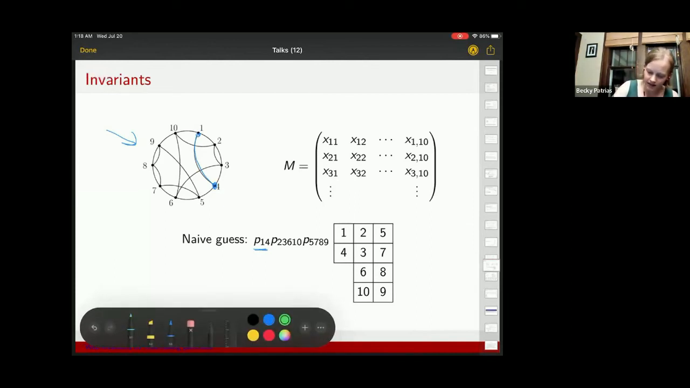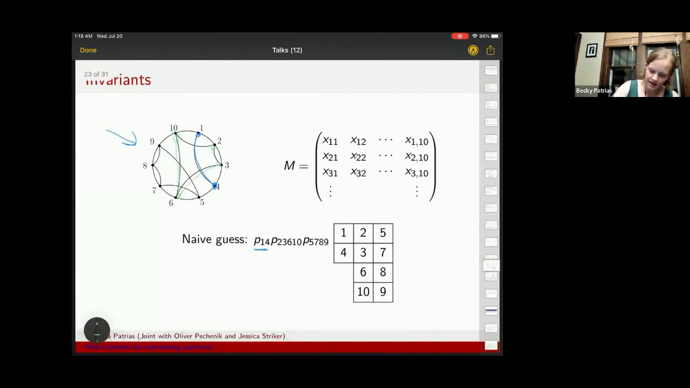I see I have a block 2, 3, 6, 10. So let me take P 2, 3, 6, 10, where again, I'm using columns 2, 3, 6, 10, and the top 4 rows of my matrix M over here. And then I have my block 5, 7, 8, 9. So I'll take P 5, 7, 8, 9 and look at that product of minors, which is kind of just trying to copy and paste exactly what we did with those matchings. But this is not going to work.